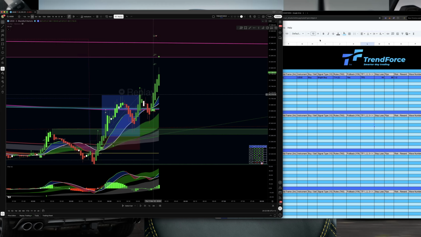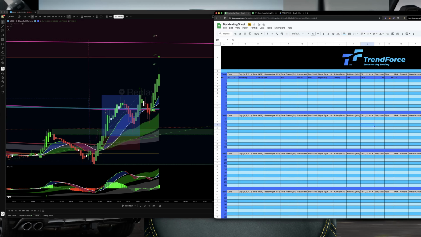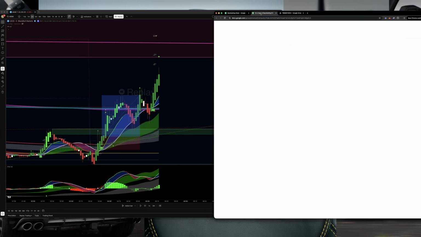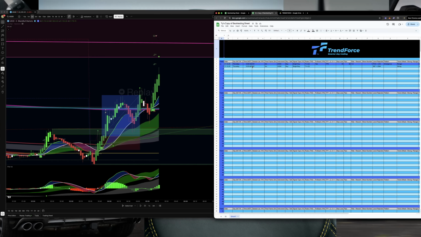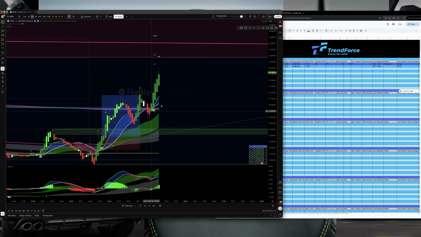So the next one's at 509. I've got this main backtesting one, and I've made myself a copy, which is going to load. And there you can see at 509, New York session, 3-minute signal, US 30. So filling it in. Level rejected, 987, 2584. Trend is now strong at this point.